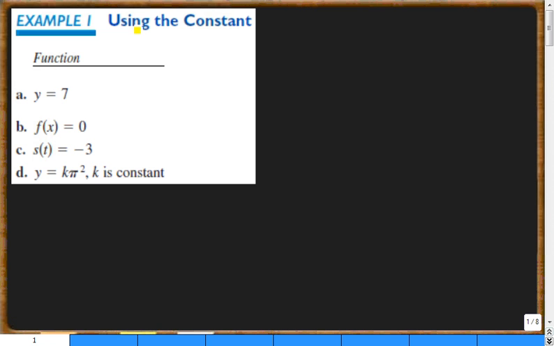Basically, that means that the derivative of any constant is always going to be 0 because it never changes, and that's what we're really judging, is how much something is changing. So A here says y is 7. Well, in that case, y prime would be 0 because 7 never changes, and the derivative of any constant is 0. B, we see f of x equals 0, so we would say f prime of x equals 0.